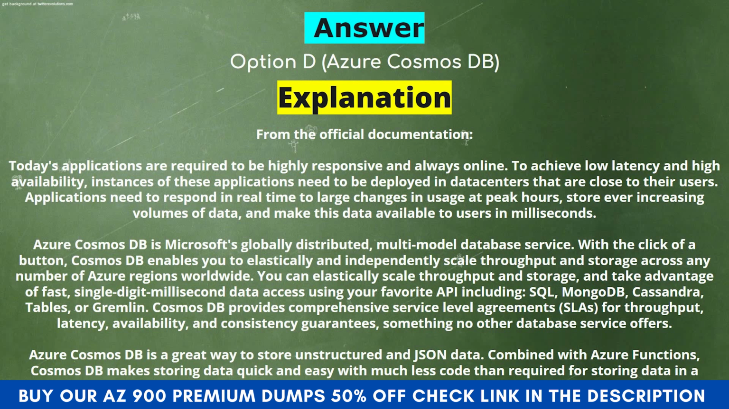You can elastically scale throughput and storage and take advantage of fast, single-digit millisecond data access using your favorite API including SQL, MongoDB, Cassandra, Tables, or Gremlin. Cosmos DB provides comprehensive service level agreements (SLAs) for throughput, latency, availability, and consistency guarantees, something no other database service offers. Azure Cosmos DB is a great way to store unstructured and JSON data. Combined with Azure Functions, Cosmos DB makes storing data quick and easy, with much less code than required for storing data in a relational database.